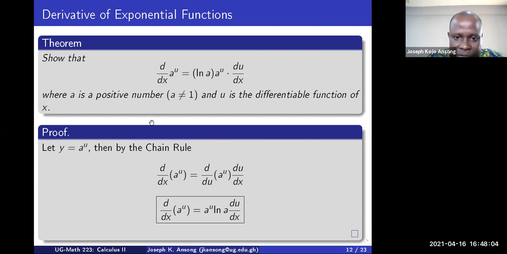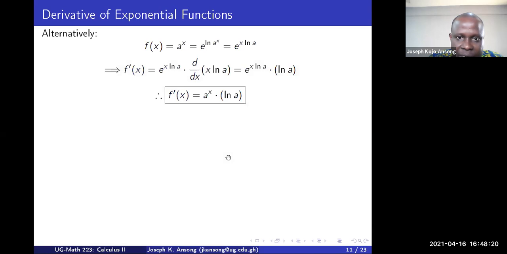From our previous work, to differentiate, if u was x, for instance, we're just going to have a to the x multiplied by ln a. So this will just be a to the u ln a. We know how to do this; this is the first thing that we showed.